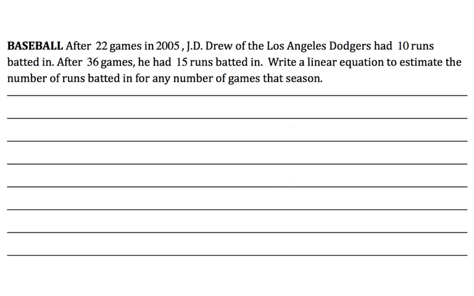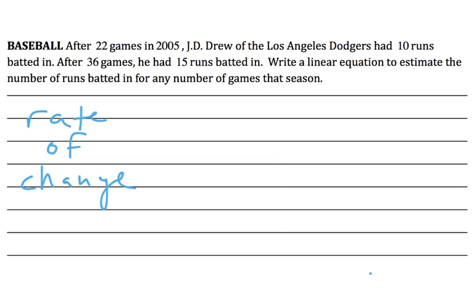Read through this on your own. So after 22 games in 2005, J.D. Drew of the LA Dodgers had 10 runs batted in. Now this means we're going to deal with a rate of change, which lends itself to slope. Well, after 36 games, he had 15 runs batted in.